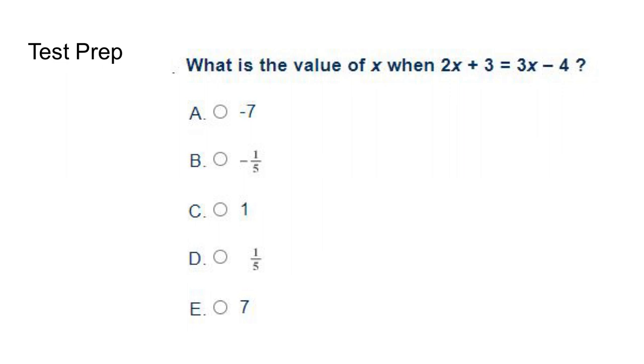Okay, so you should have gotten an answer of E, positive 7. Again, if you did it in Desmos, you graphed this on one side, this on the other side, found their point of intersection, and reported the x value from that point. The y does not matter, just the x.